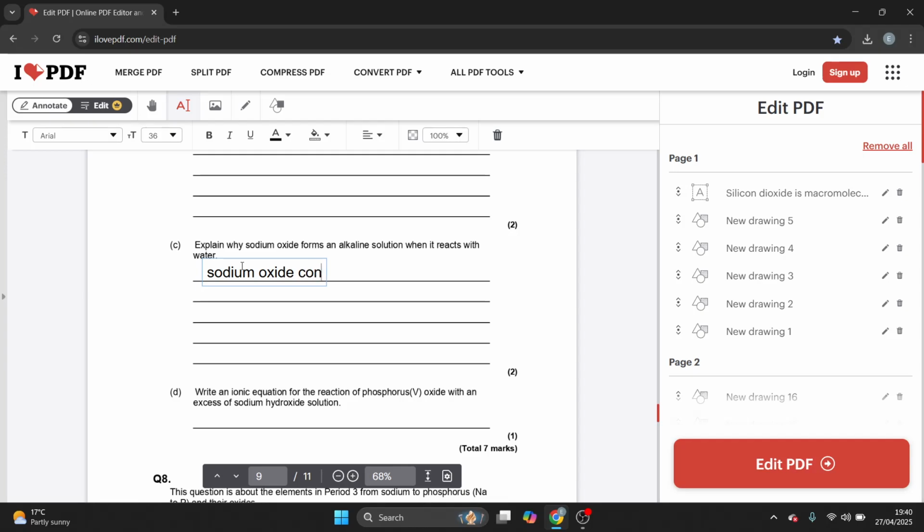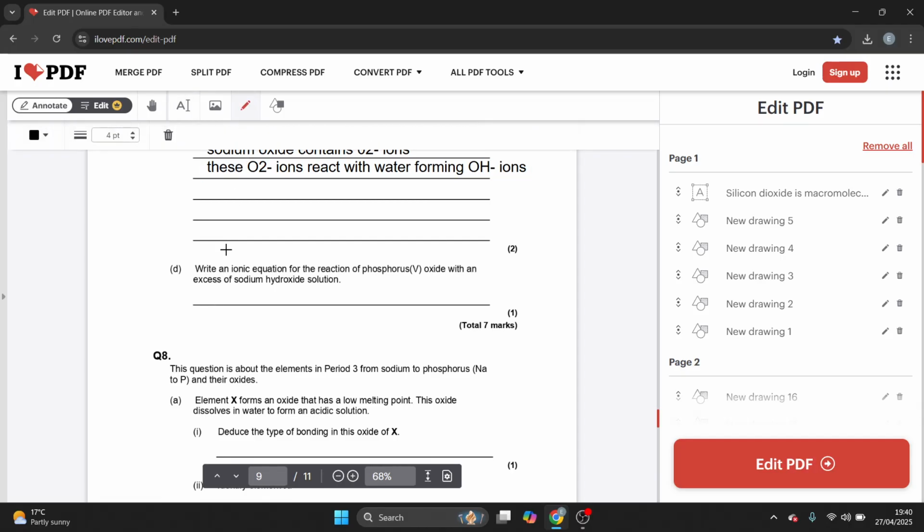Sodium oxide contains O2- ions. These O2- ions react with water forming OH- ions. Molecules react with phosphorus oxide in excess sodium hydroxide solution.